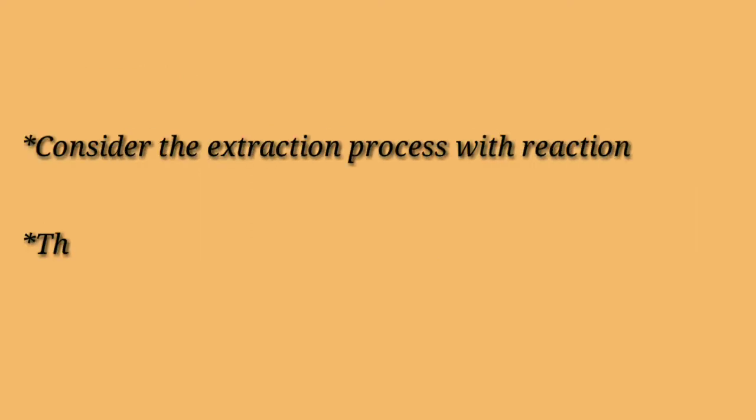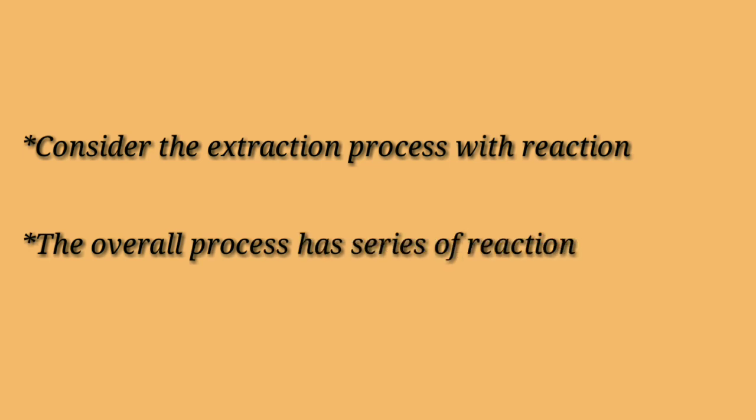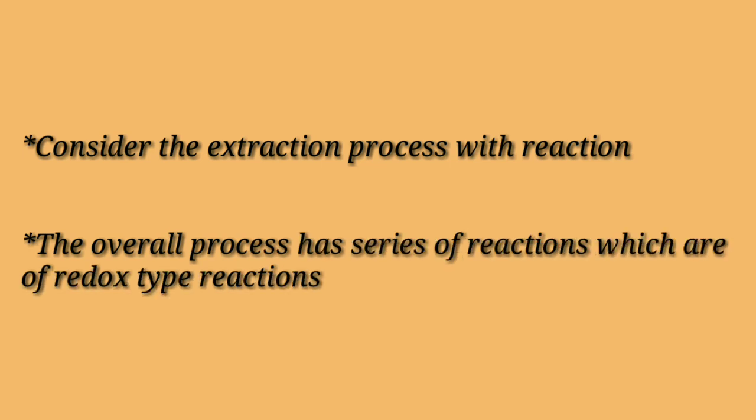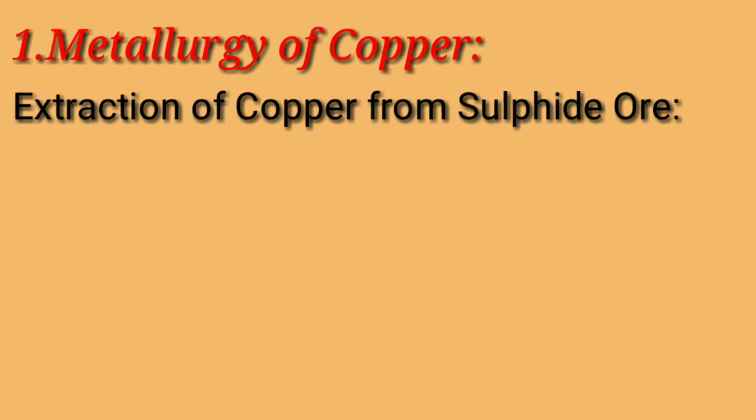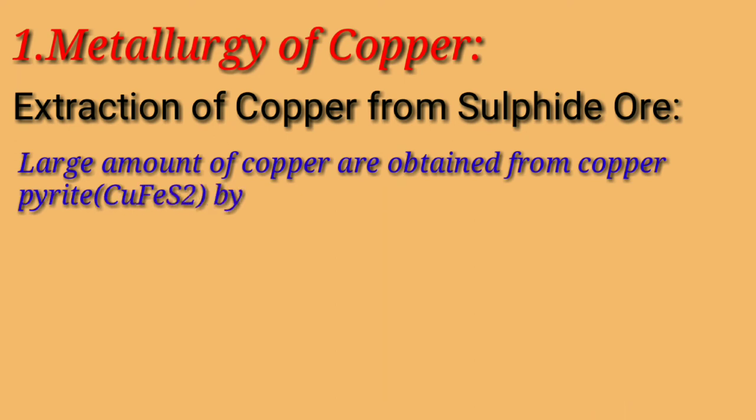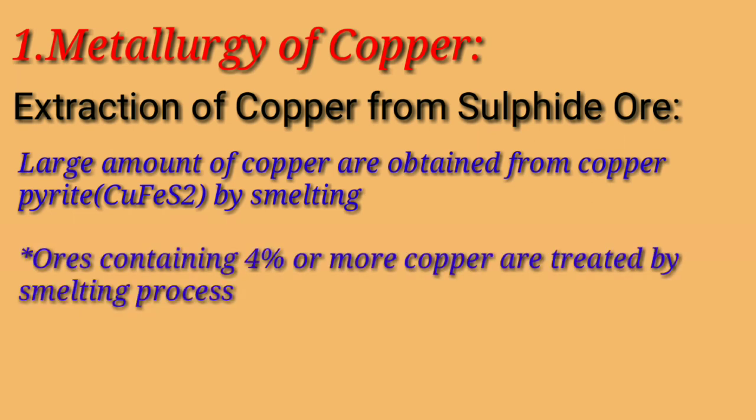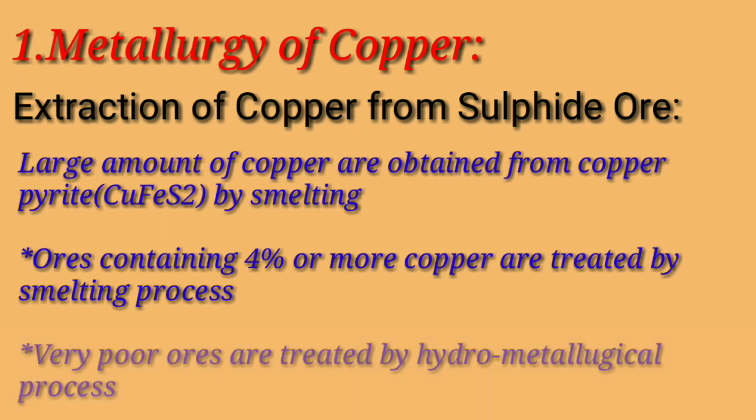Consider the extraction process with reactions. The overall process has a series of reactions which are of redox type. First is metallurgy of copper. In that, extraction of copper from sulfide ore. Large amounts of copper are obtained from copper pyrite, that is CuFeS2, by smelting. Ores containing 4% or more copper are treated by the smelting process. Very poor ores are treated by hydrometallurgical process.